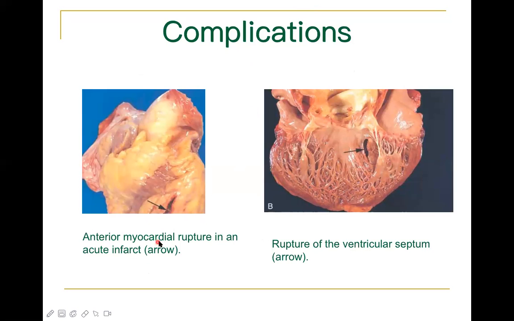This is anterior myocardial rupture in an acute infarction. Here, you can clearly see the rupture. Please mute yourself, guys. This is a clear rupture on the wall of the heart. Now this is a rupture of the ventricular septum. See this. The wall of the heart is already cut open, so we can see the inner part of the heart, and there is a clear cut rupture.